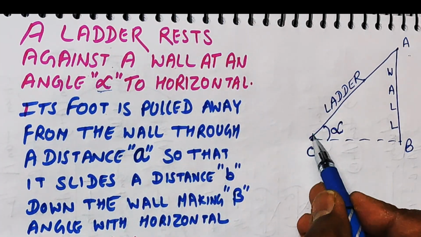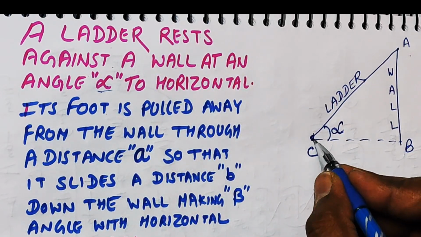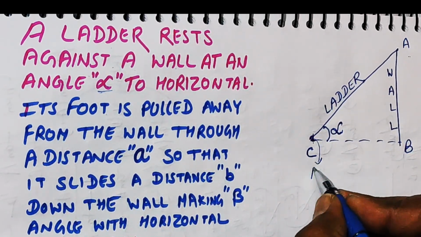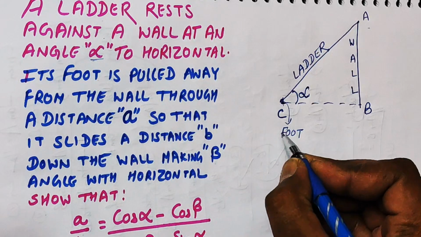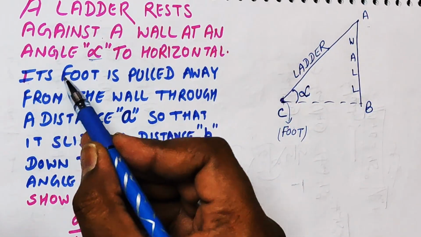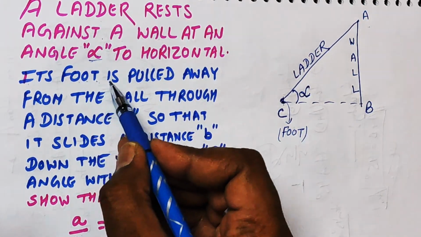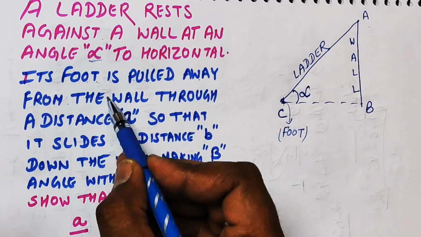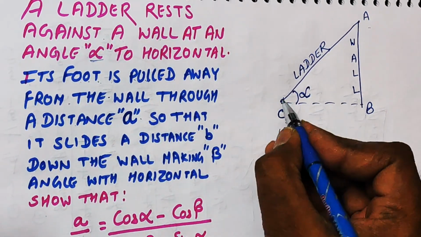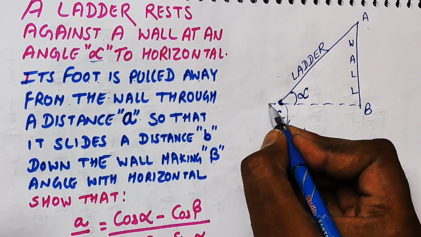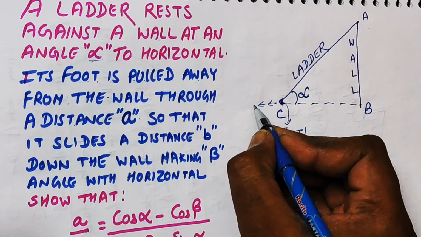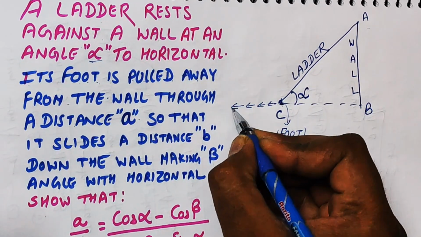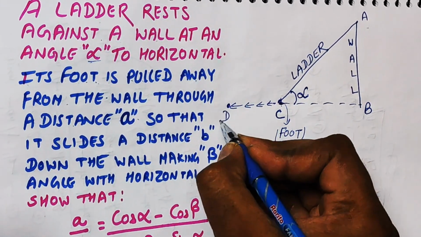If this is the point C, where the ladder is resting on the ground, and its foot is pulled away from the wall through a distance A, that means you are bringing the foot at a far distance, pulling it. So we are pulling it.